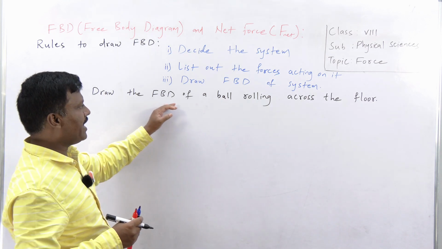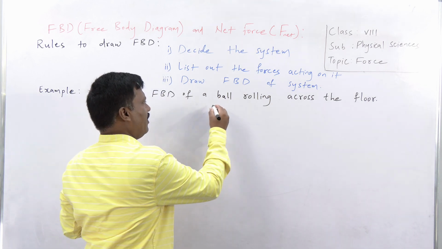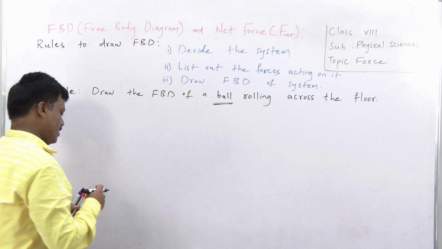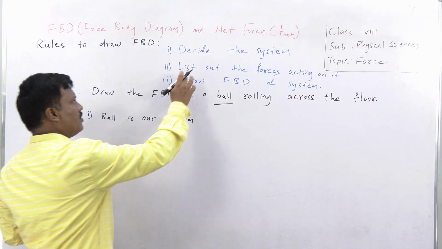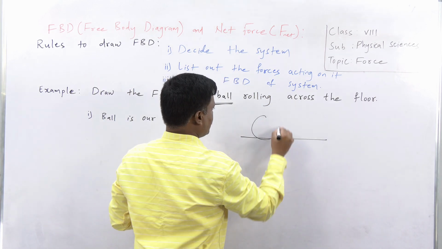Draw the free body diagram of a ball rolling across the floor. Okay, so what is our system now? Ball is our system. Now we have to list out the forces acting on it. Just imagine this is the floor, this is the ball.